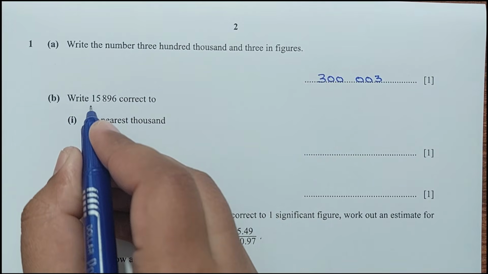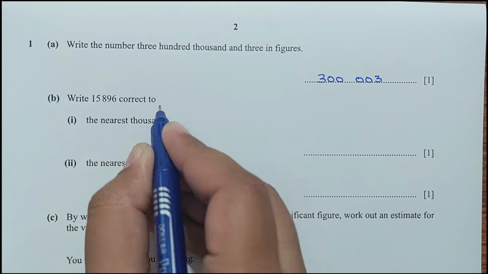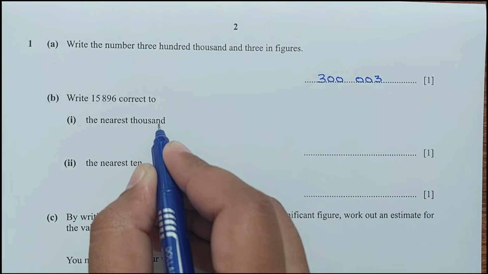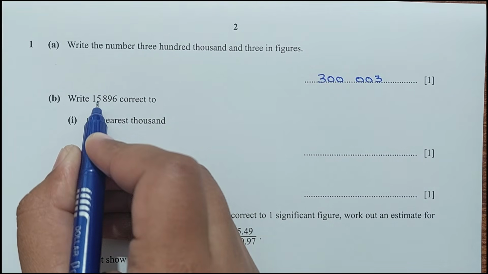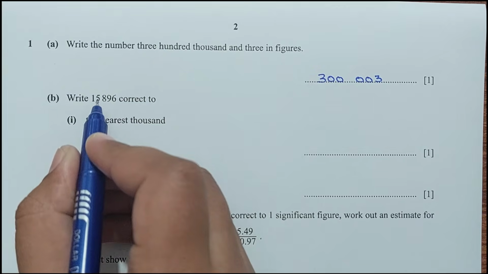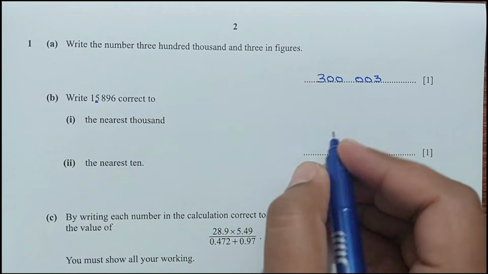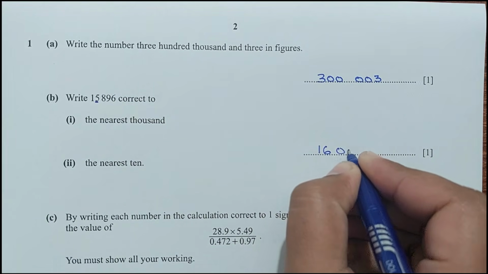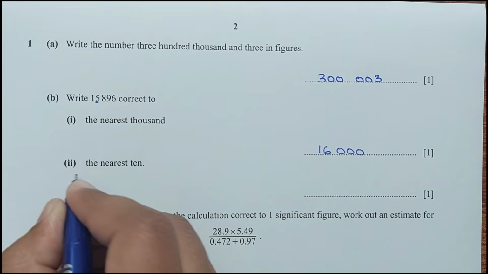Part B, write 15,896 correct to number 1, the nearest thousand. So the digit at the thousand place is 5. The next is 8, so we have to round up. So this is 16,000.